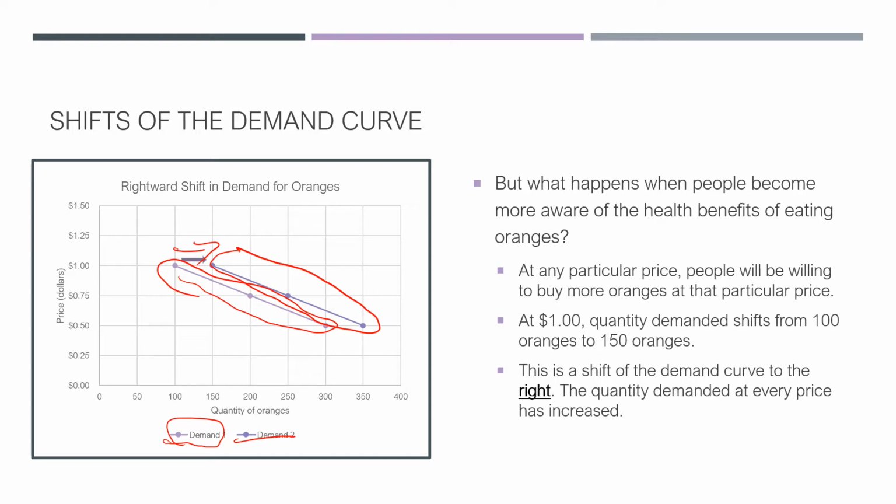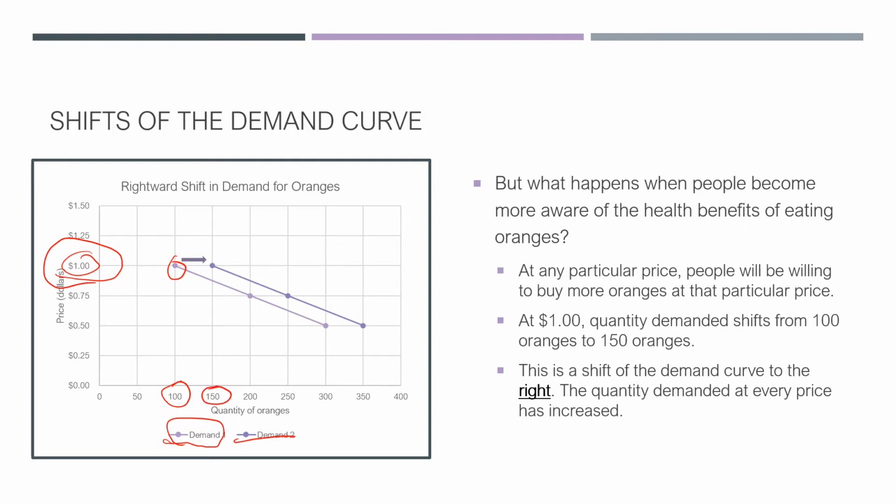Consider the quantity demanded at a price of $1. So again, we have the price at $1. Previously, people were willing to buy 100 oranges, like we saw in our previous graph, and as we see here, they're willing to buy 100 oranges at $1. Now, however, with the change in taste, at a price of $1, they're now willing to buy 150 oranges.